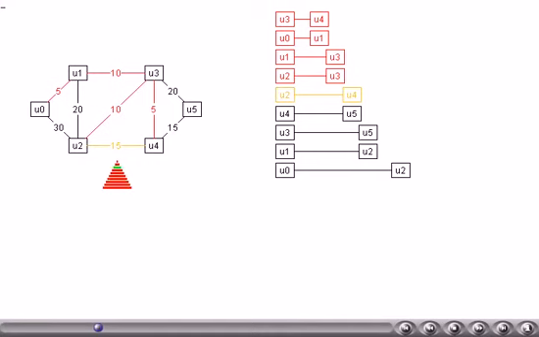Now the edge u2, u4 is considered. Its inclusion may give rise to a cycle in the minimum spanning tree, thus it will not be retained in the minimum spanning tree. Now the edge u4, u5 is selected. Its inclusion is not going to give any cycle in the tree, thus it will be retained.